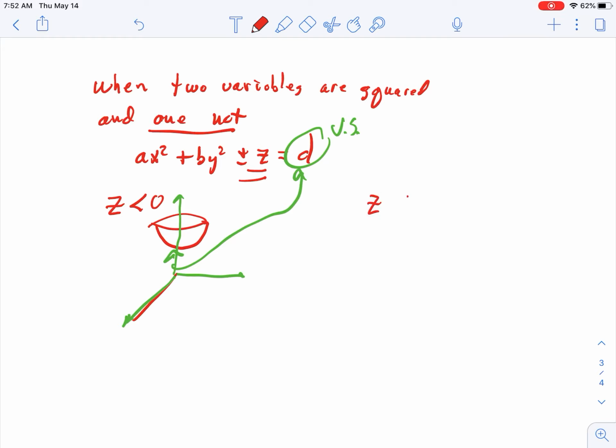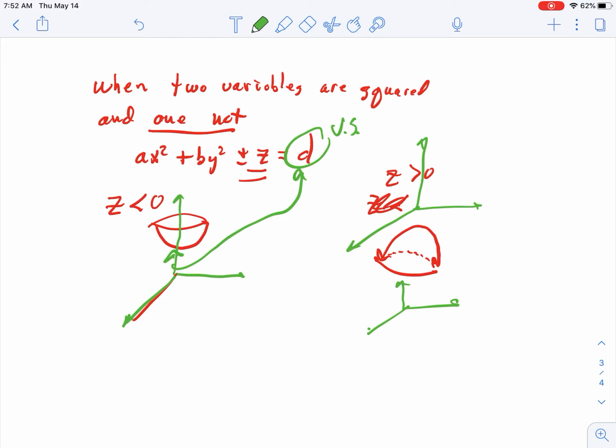So if z is less than 0, excuse me, we just did that one, z greater than 0, then you get upside down. Oops, like so. And again, depending on what your d is, I mean, the axis could be up here, or it could be down below. It could be different depending on what your d is.